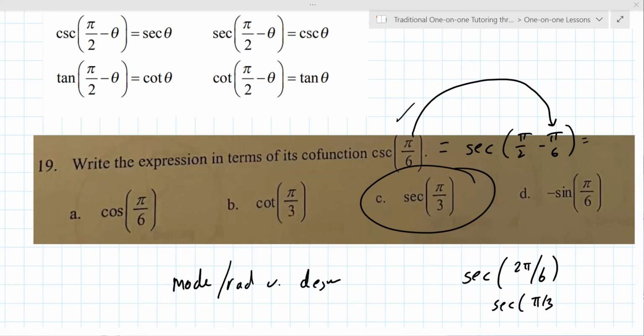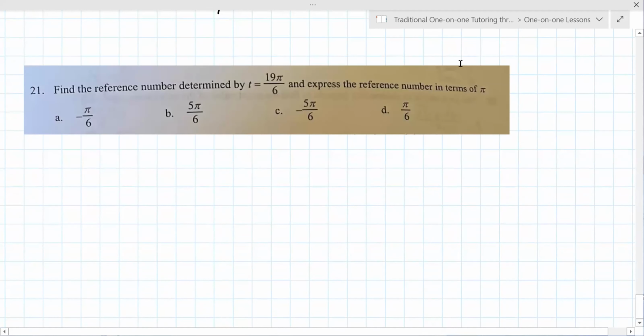Number 20 is the same. So let's go to 21 here. Find the reference number. I think what they really mean is reference angle here, determined by t equals 19 pi over 6. So you're looking for a lot of things.